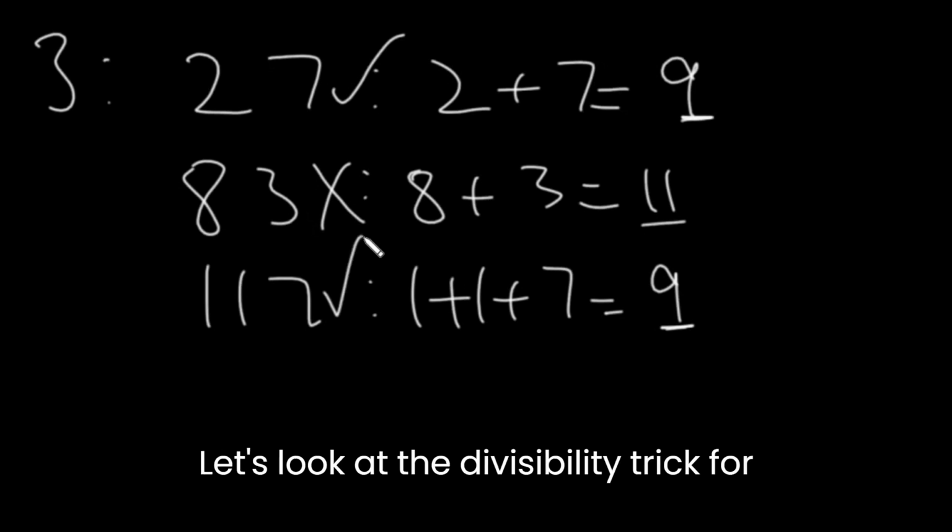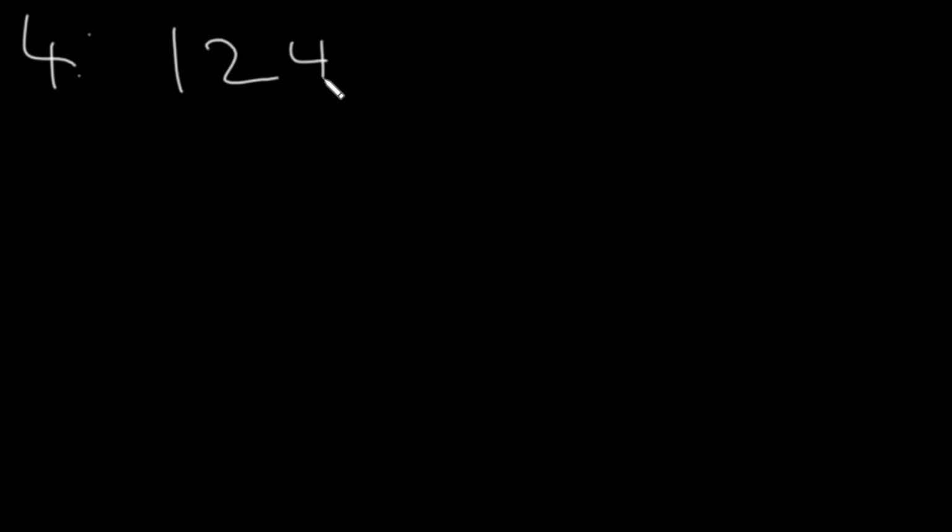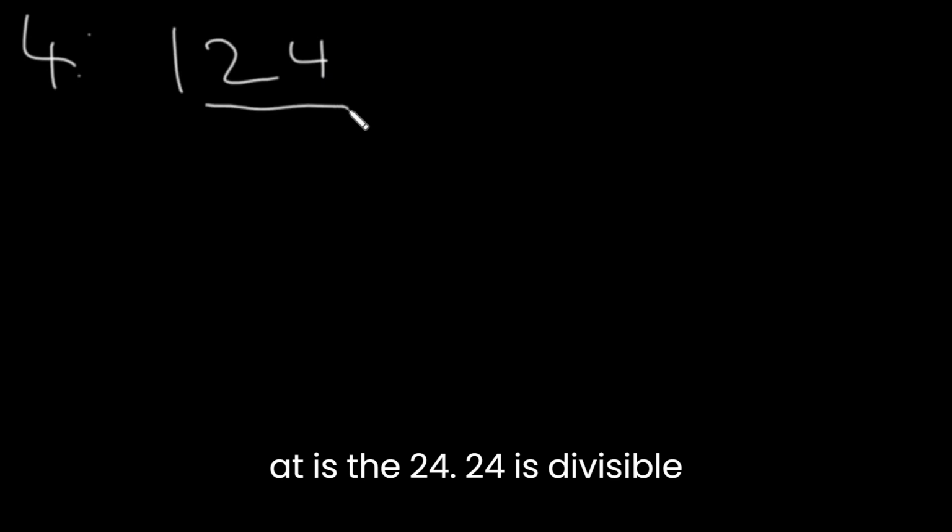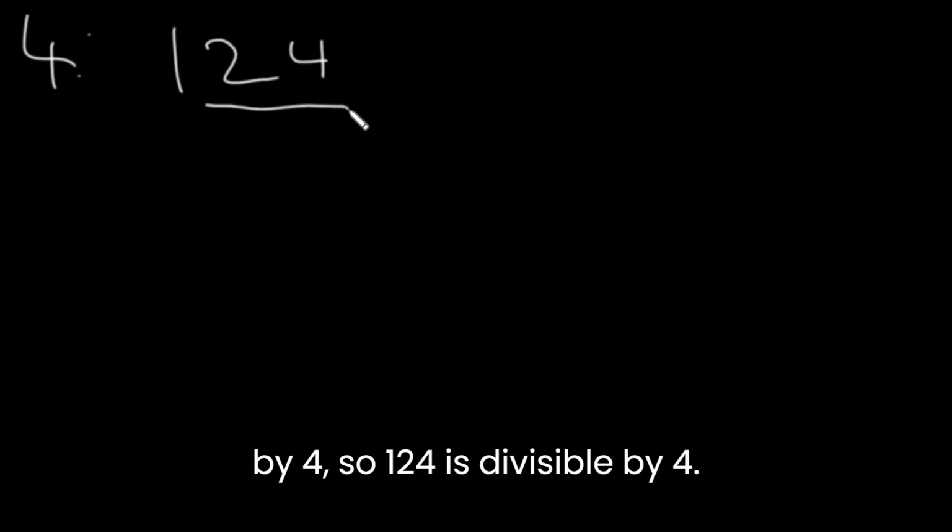Let's look at the divisibility trick for 4. For 4, all we have to do is look at the last 2 digits. If those are divisible by 4, the number is divisible by 4. Let's say we have 124. All we have to look at is the 24. 24 is divisible by 4, so 124 is divisible by 4.